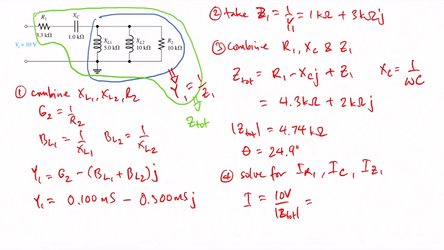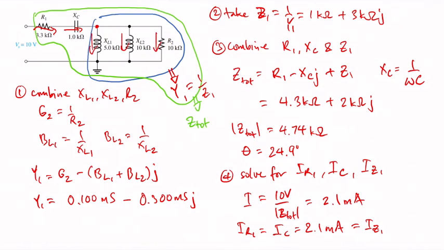And by doing that, we get 2.1 milliamperes. Which means that the current across R1 is equal to the current across C, which is 2.1 milliamperes, and this is the current across the equivalent impedance Z1. So that's the current through here, and here just before it reaches the junction. Now that 2.1 milliamperes will be distributed along these lines, and that's what we're going to solve for next.